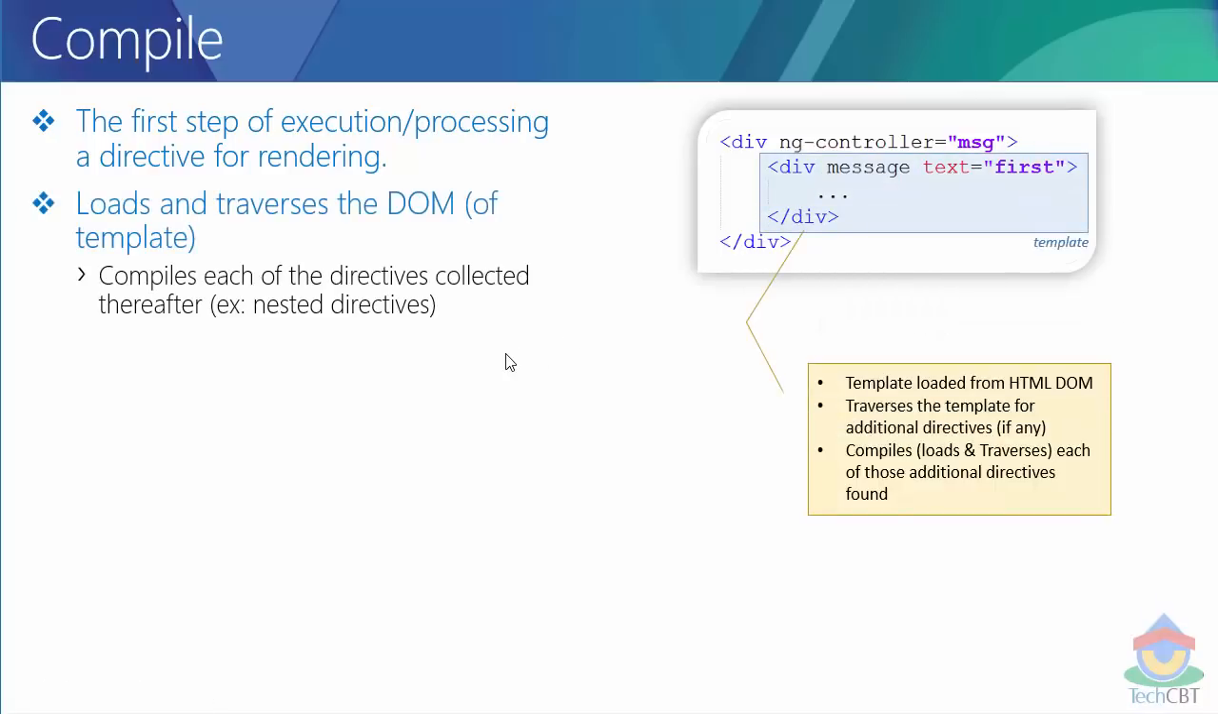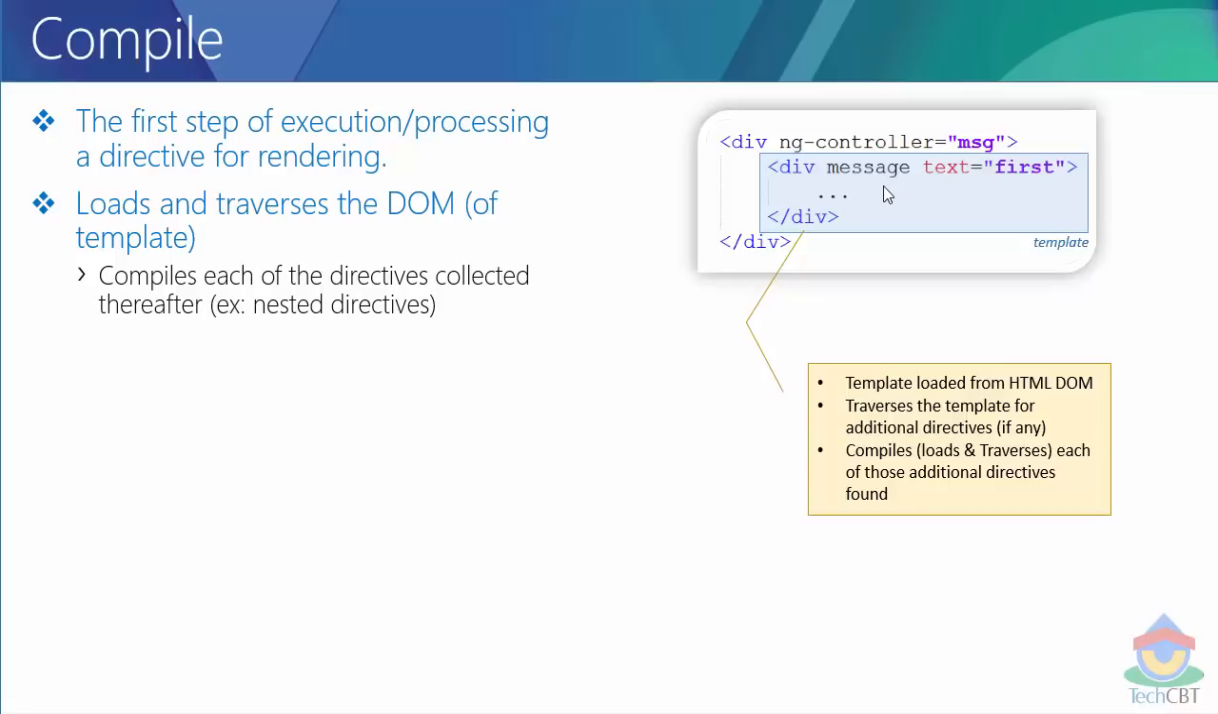Whenever I say the compilation happens, it means AngularJS finds my directive called message and tries to compile it. And whenever it tries to compile it, it loads this entire markup and tries to traverse it. Essentially we call the markup related to that directive a template. In this case, as I mentioned previously, I do not have any other template other than this markup. So this markup is currently treated as the template and it tries to load it and traverse it.